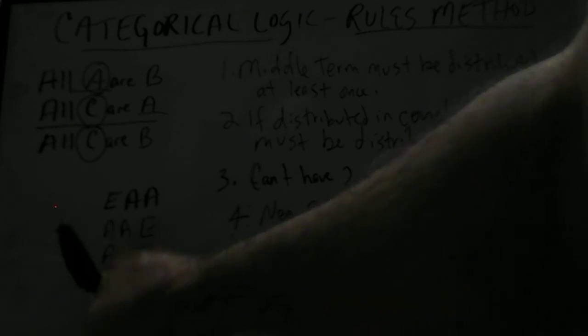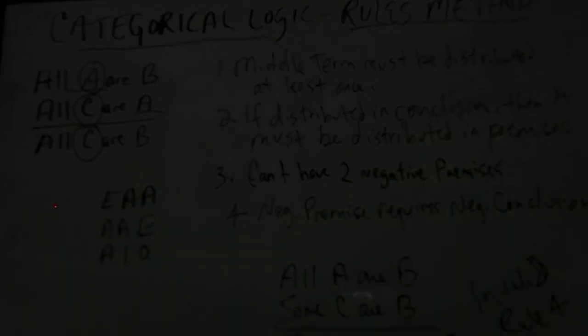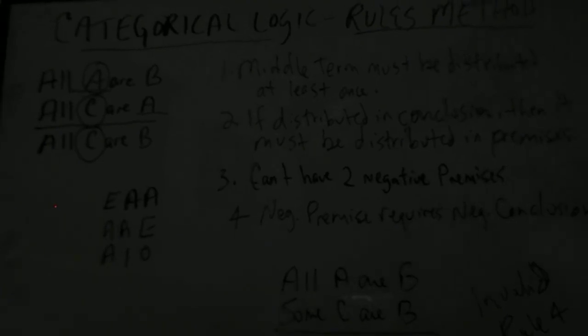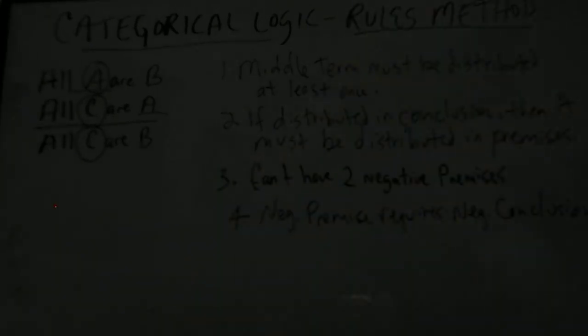If you have AOO, AIO, again, A and I are both positive, O is negative. So there's a lot of possibilities there, but anytime you have that configuration, that's going to make it invalid because of Rule 4. Because if you have a negative premise, you need a negative conclusion. If you have a negative conclusion, you need a negative premise.